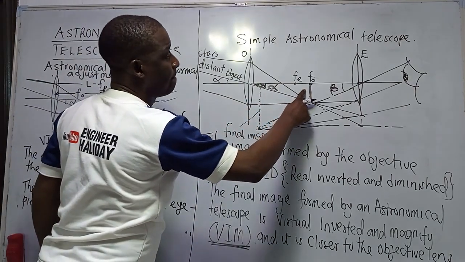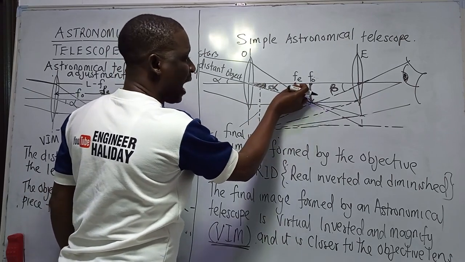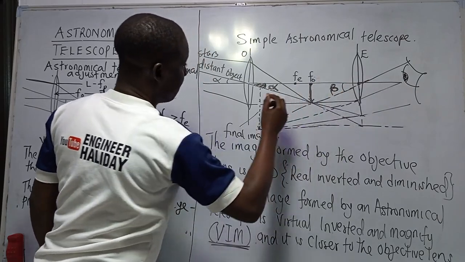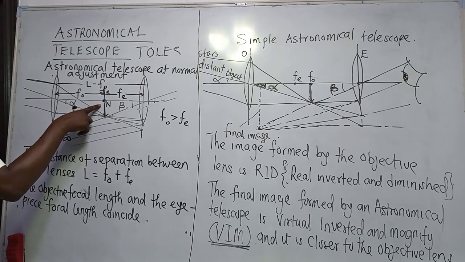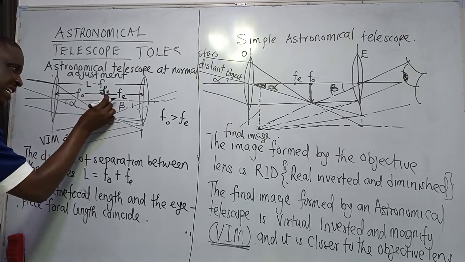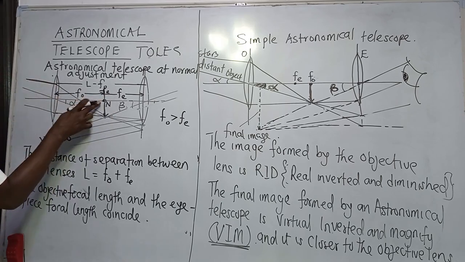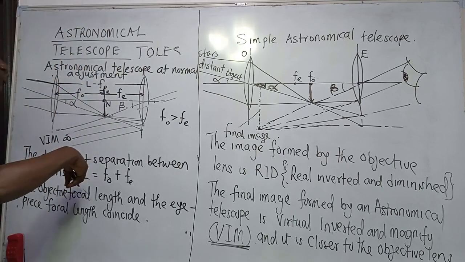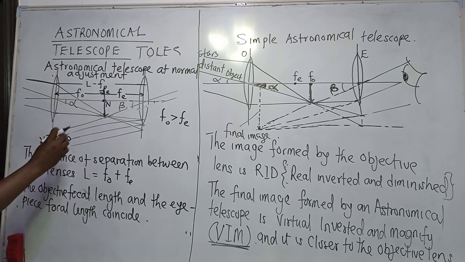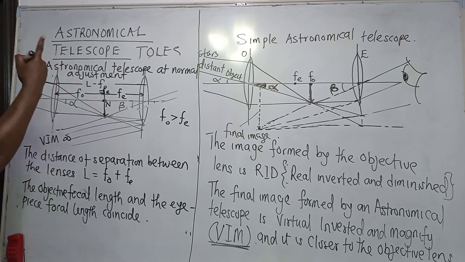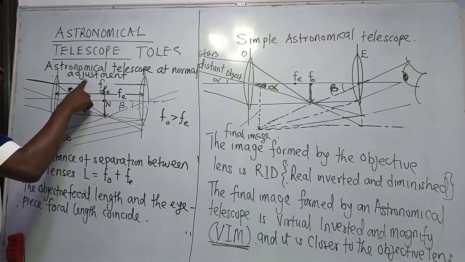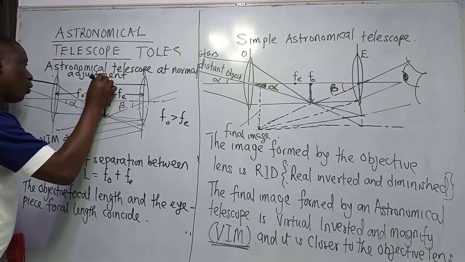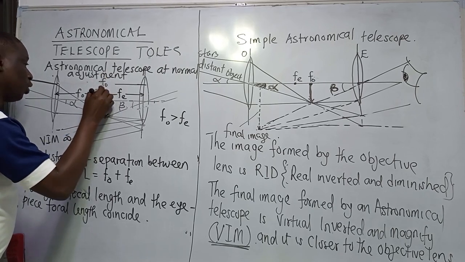The image is formed between the eyepiece focal length and the optical center of the eyepiece lens. But in this case, the image of the distant object is formed at the eyepiece focal length, which is also the point of the objective focal length. So this is the point of the objective focal length and the point of the eyepiece focal length.